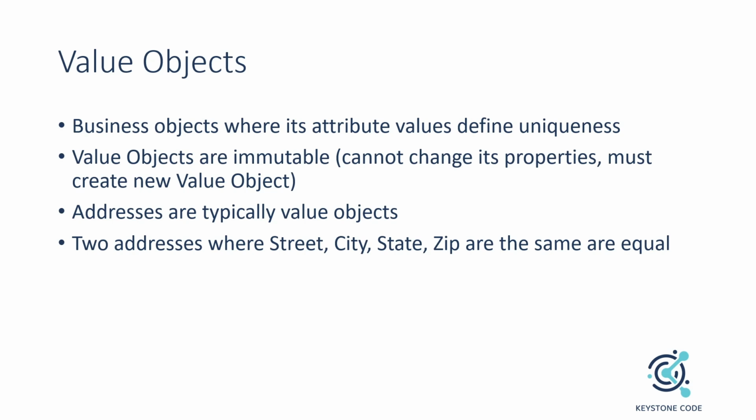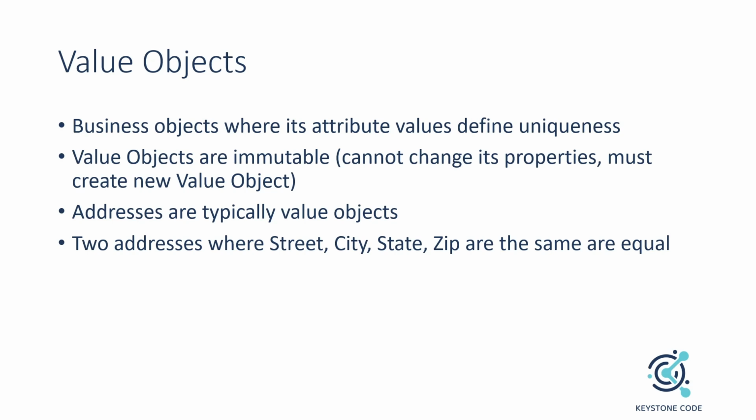Then there's a concept called value objects. Value objects are business objects where the attribute values define their uniqueness. And value objects are immutable, which means we cannot change their properties. We must create a new one. A good example of that is typically addresses, phone numbers, and things like that.